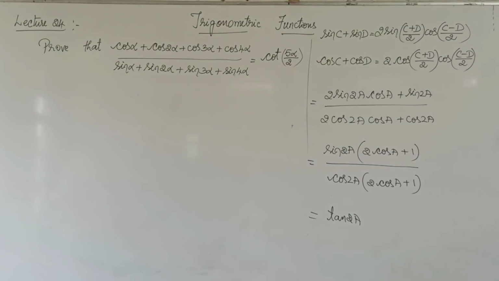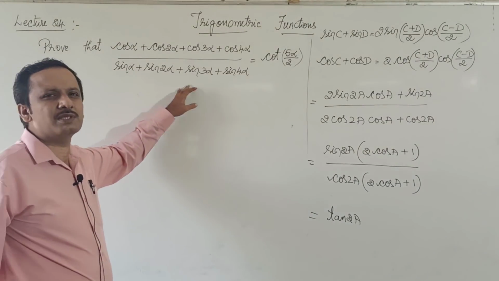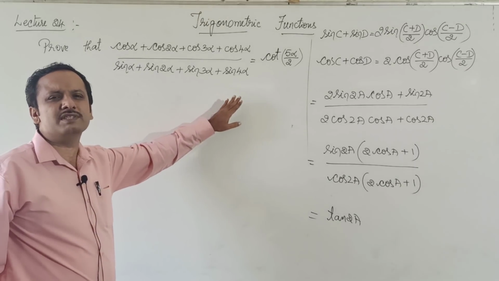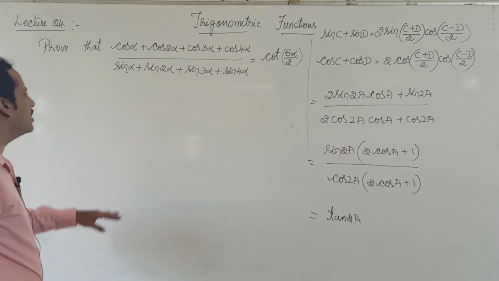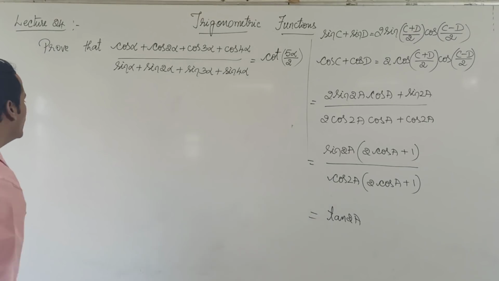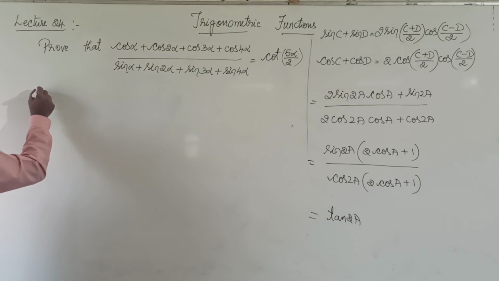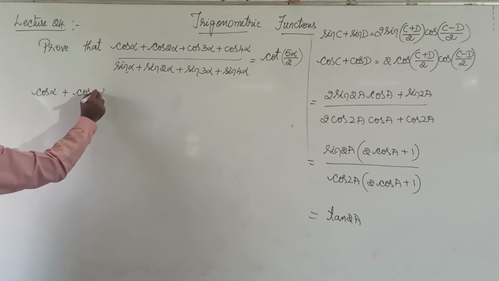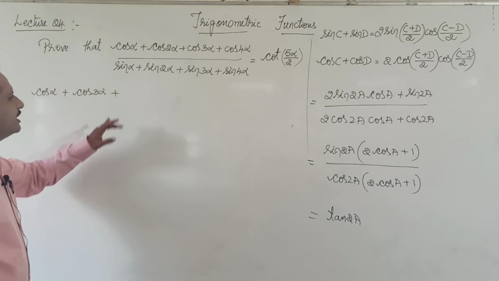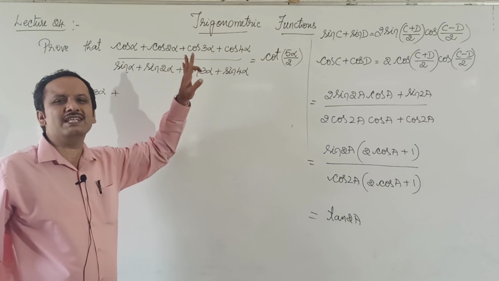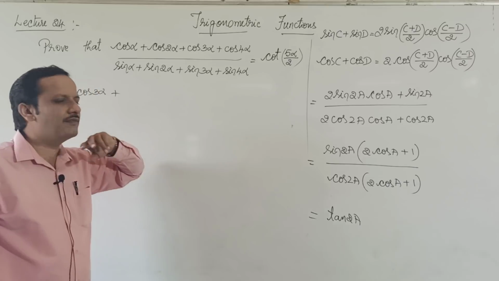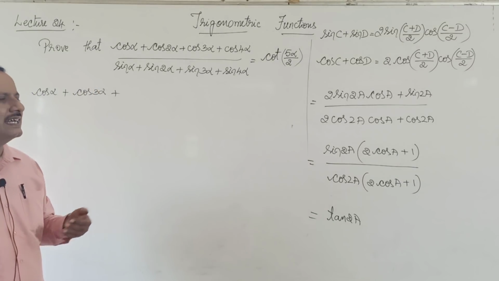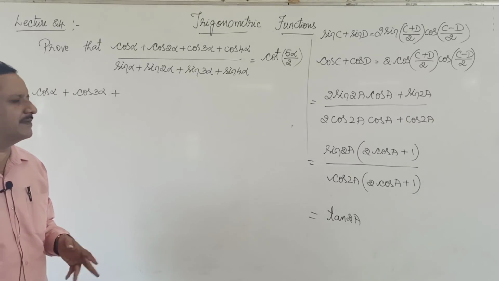Okay, cos alpha plus cos 2 alpha plus cos 3 alpha plus cos 4 alpha divided by sin alpha plus sin 2 alpha plus sin 3 alpha plus sin 4 alpha equal to cot 5 alpha by 2. I'll consider this LHS. While writing this LHS, after cos alpha I will write cos 3 alpha because I would like to group these two, then simplification will be easy. Obviously we have to use the cos C plus cos D formula, that's equal to 2 cos (C plus D) by 2 cos (C minus D) by 2.